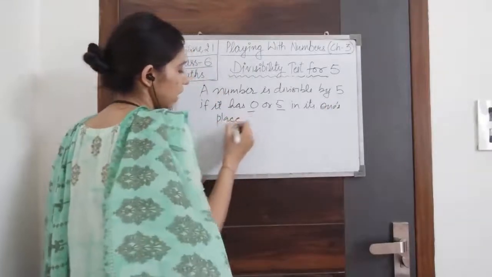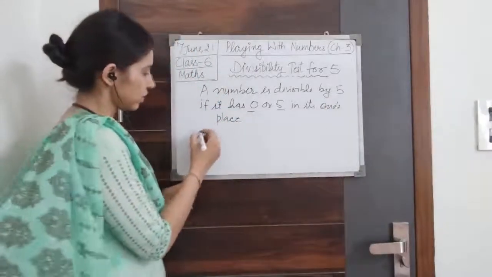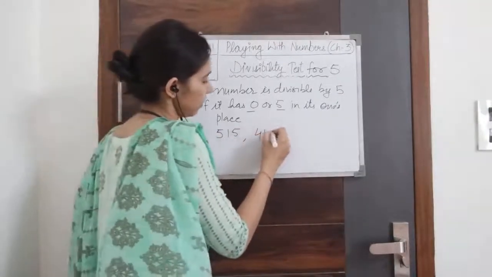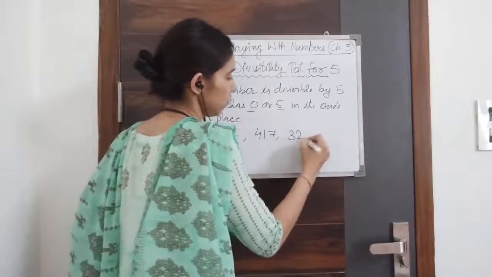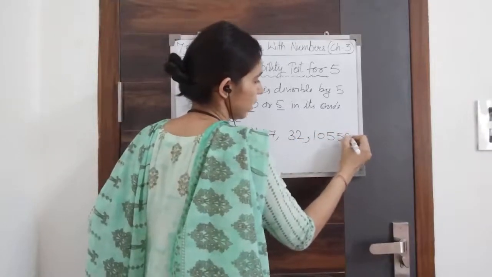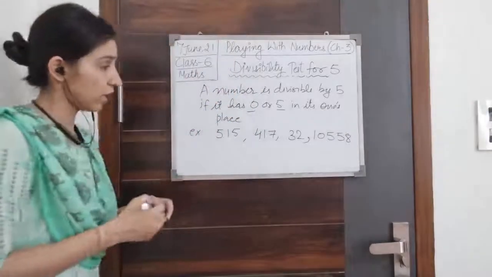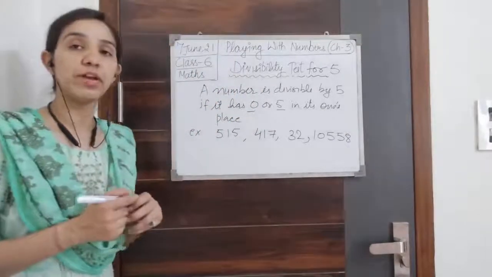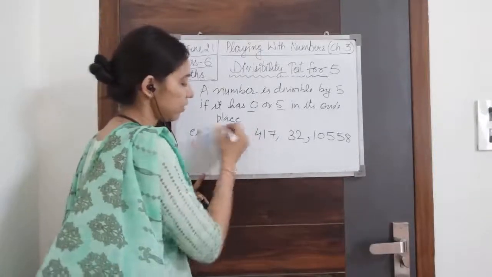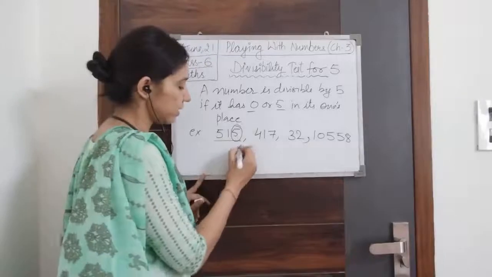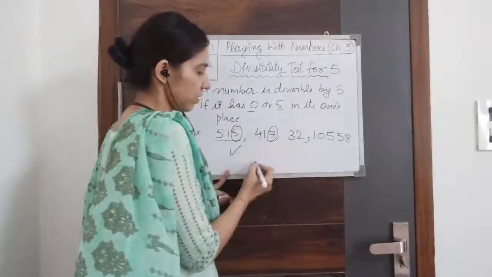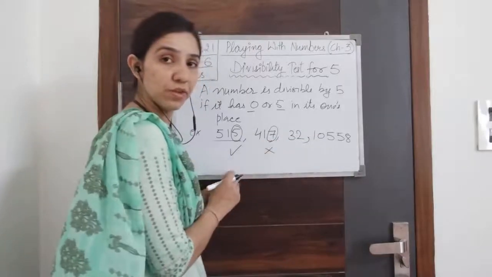I will write down a few numbers like 515, 417, 32, 10, 5, 5, 8. We will have to check if these numbers are divisible by 5 or not. In this number, the last digit is 5. So it is divisible by 5. In this number, the last digit is 7. So it is not divisible by 5.